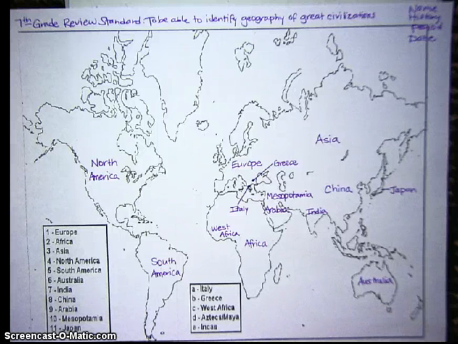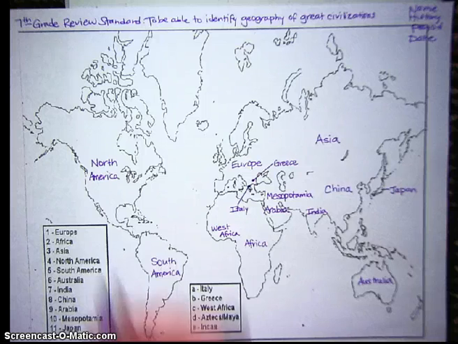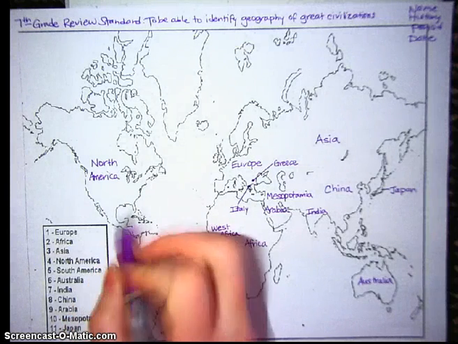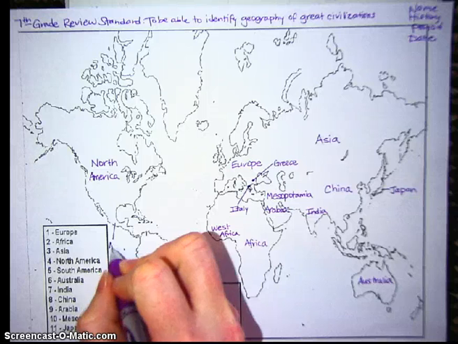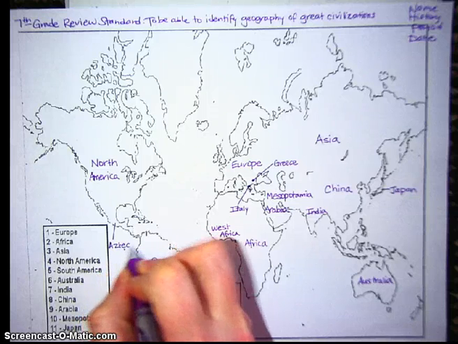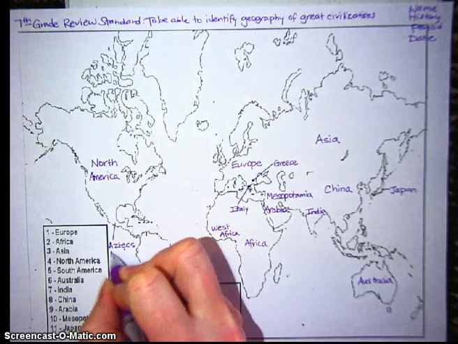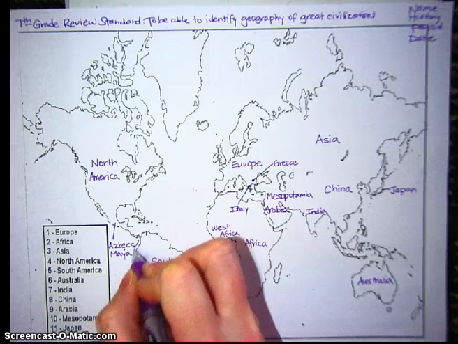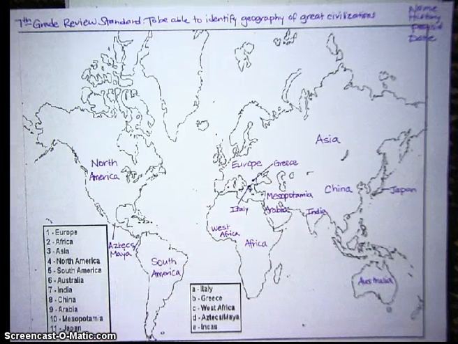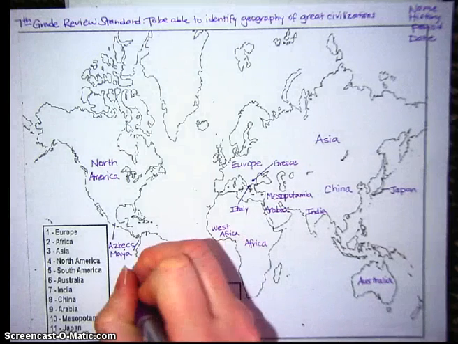D, Aztecs, Maya, or the Mayan civilization. They're right out here. Sort of in Central America. Aztecs and Maya civilization, or Mayan, the Mayans. And E is Incas. The Incas are right here.